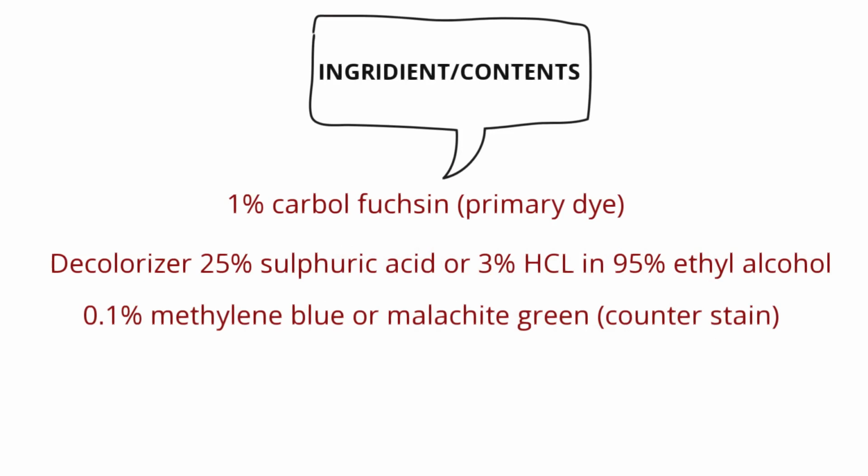Last we have the counter stain, which is 0.1% methylene blue or malachite green, and they are meant purposely for staining the background. The non-acid-fast bacilli retain the color of this counter stain. In the case of methylene blue, the non-acid-fast bacteria will appear blue in color.